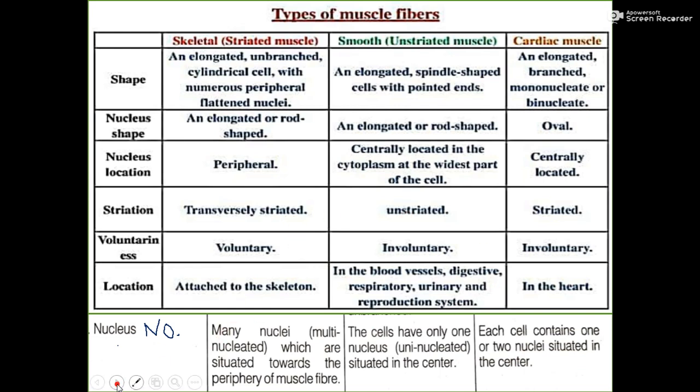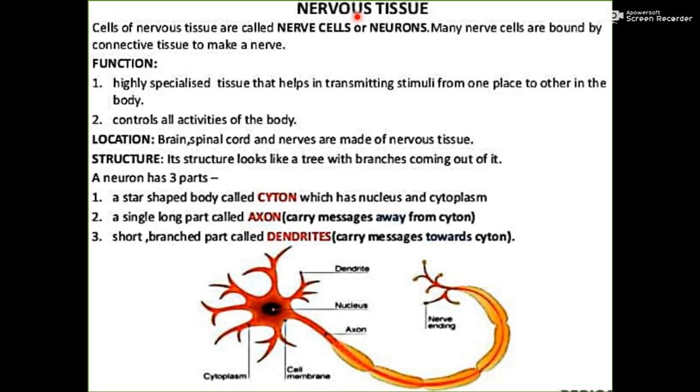The another one is nervous tissue. It is the last but not the least, a very important tissue. It is made up of cells, and that cell is known as neuron. This is the structure of neuron. So nervous tissue is made up of nerve cells, and these nerve cells are known as neuron.